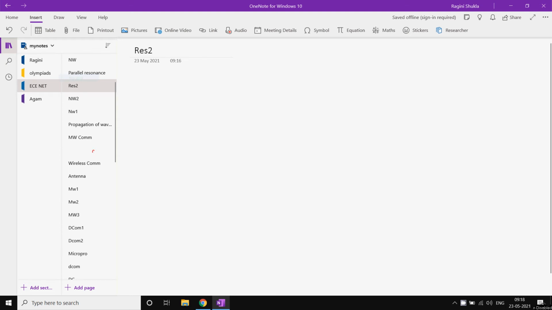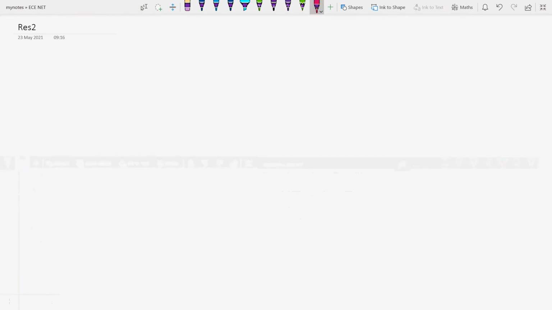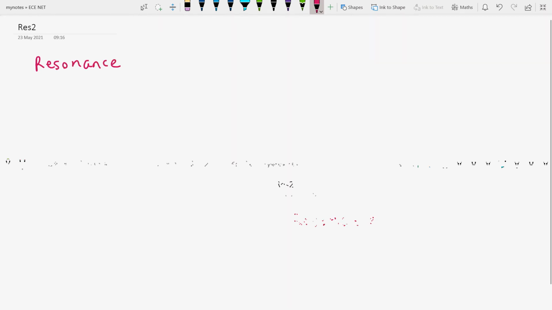Today I'm going to discuss parallel resonance. In the last class, I discussed series resonance, then I solved some numericals related to that. Now, parallel resonance. I told you that resonance is a condition in which the current and the voltage are always in phase. Resonance, here I write parallel resonance.